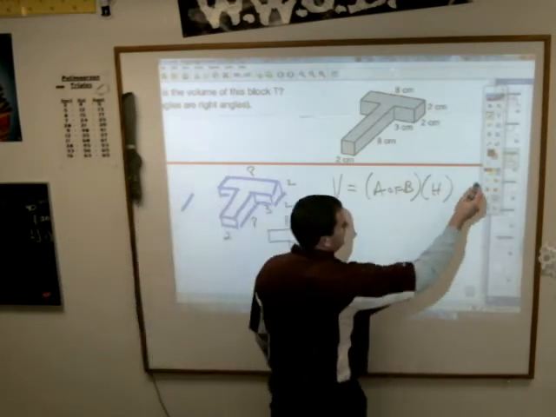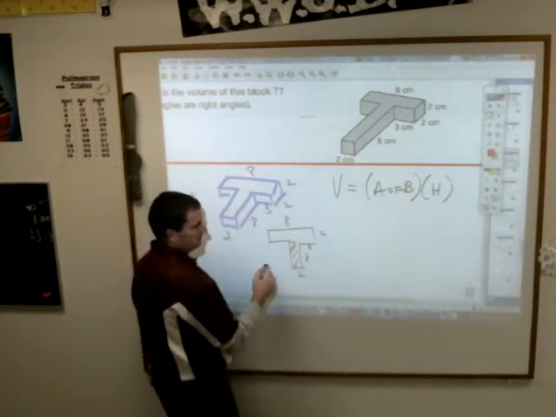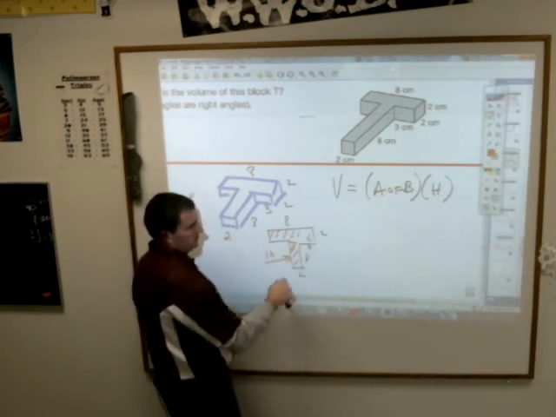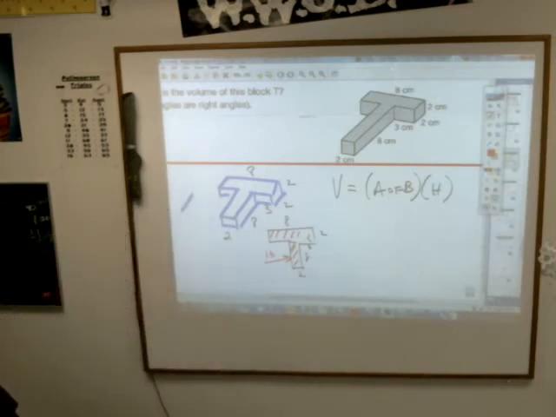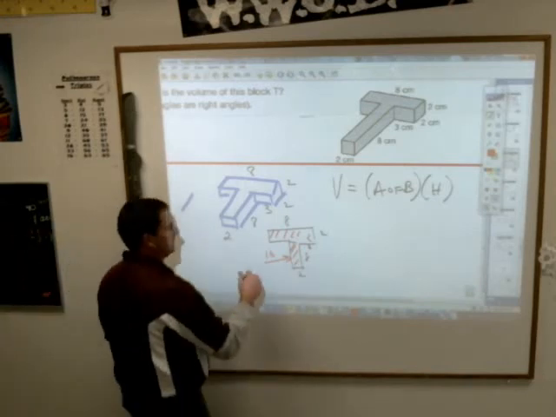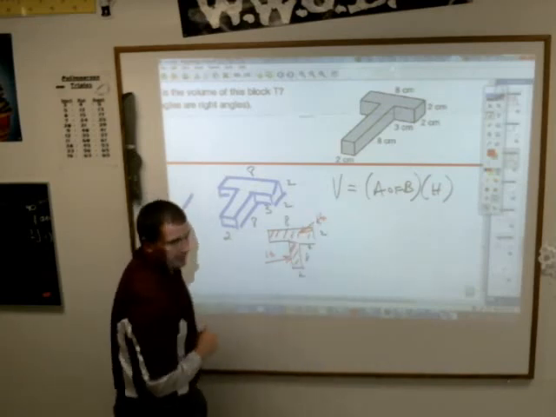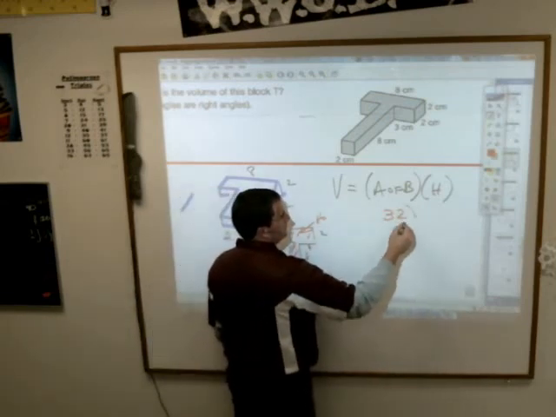What's the area of this shape right here? 2 times 8 is 16. What's the area of this shape right here? 2 times 8, 16. Does that say 3 over there? Did it give you that 3? How do we assume that that side's the same as the other side? Oh, it doesn't matter. Sorry, it gives the 8 there. So what's the total area of the base? 16 plus 16 is 32.